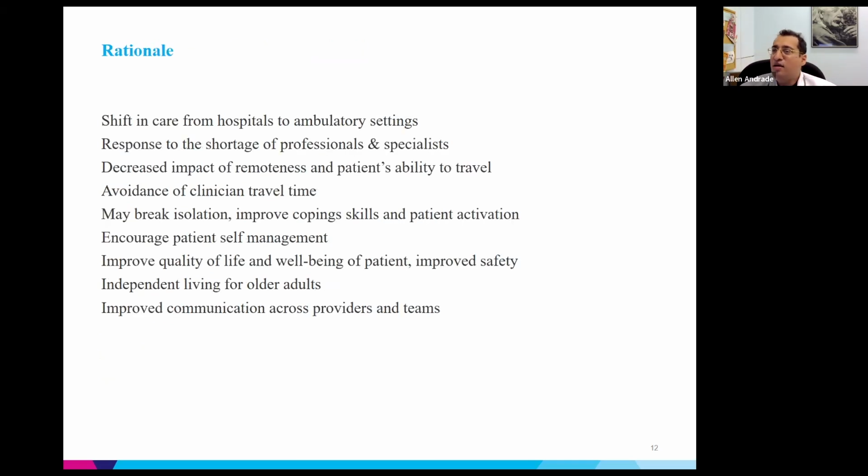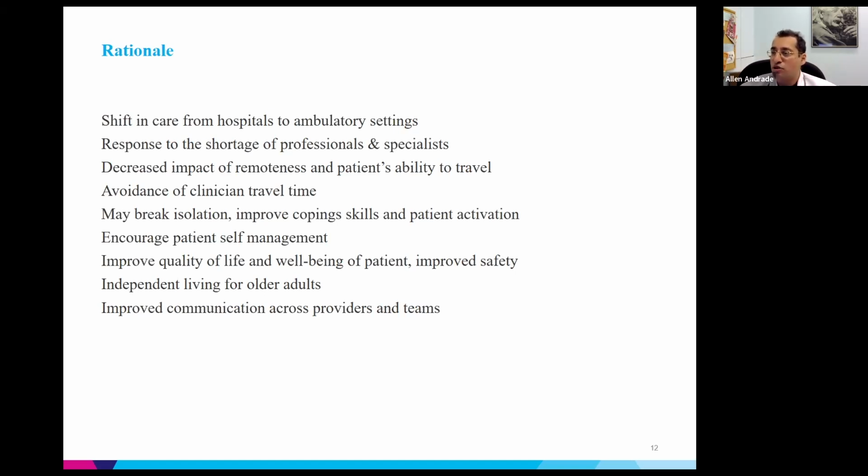So why is there a push for adopting these different digital technologies? The reason is there's a shift in care from hospitals to ambulatory settings. The hospitals are packed, and they are doing their best to offload their emergency rooms and hospitals by trying to shift to the ambulatory setting. So whatever can be done through these technologies to save space and manpower, there is a push and a need for adoption.